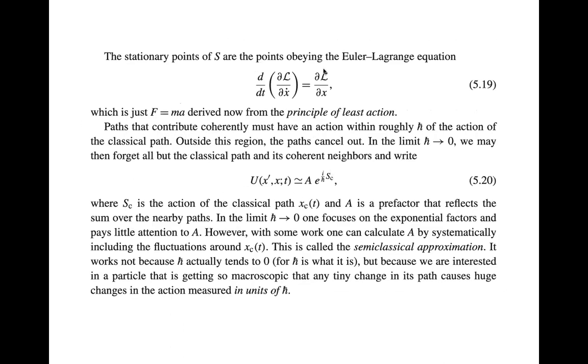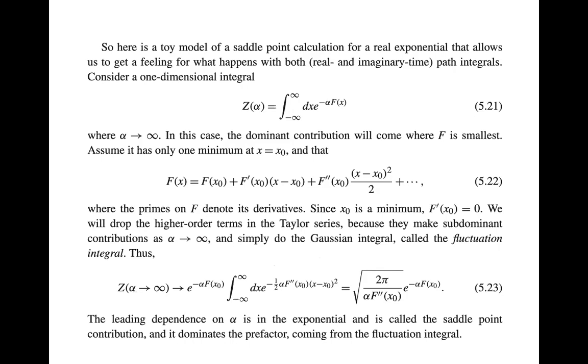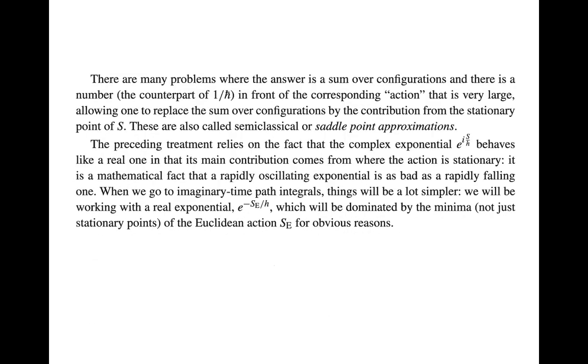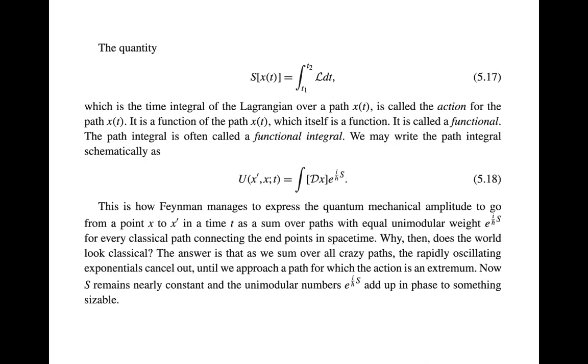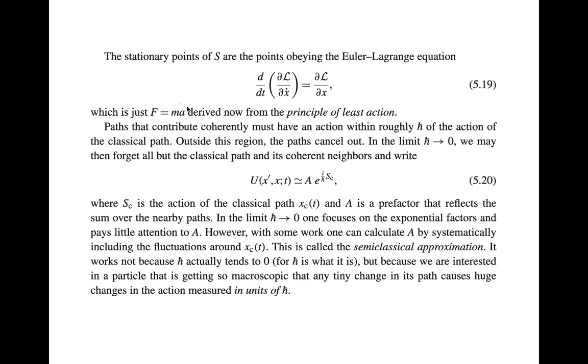What's the right hand side? The right hand side is the partial Lagrangian over partial x, which is nothing but minus partial V over partial x, with the minus sign. This is nothing but the force experienced by the particle, right? So this is nothing but F equals ma, right?